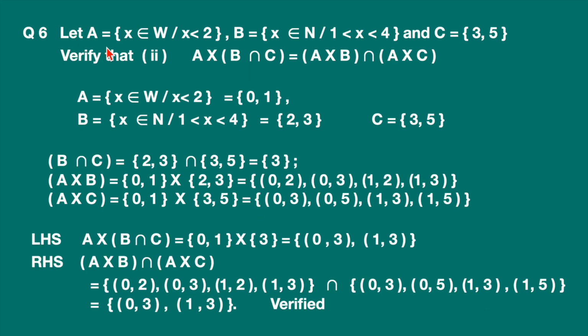Okay, second sum. Here we have to show A cross (B intersection C) is equal to (A cross B) intersection (A cross C). So here are the sets A, B and C. So let's write down B intersection C. That means the common elements of B and C. Only 3 is common.